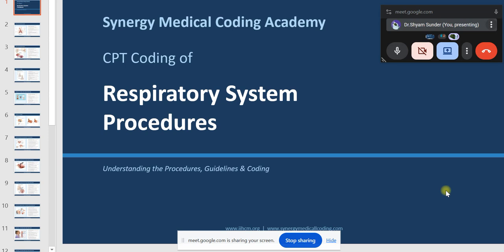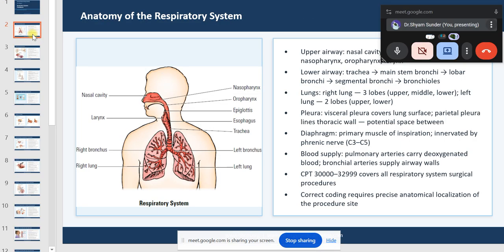CPT surgery section, respiratory system. To understand these procedures, you have to review and revise the knowledge of anatomy and physiology of the part. Every section, every body system, you have to review a couple of times, especially the surgical anatomy. All right, so let us just quickly review.